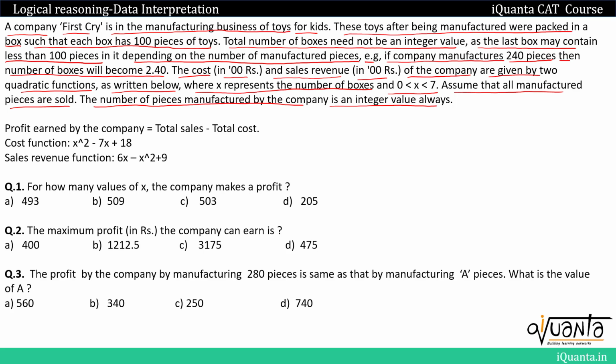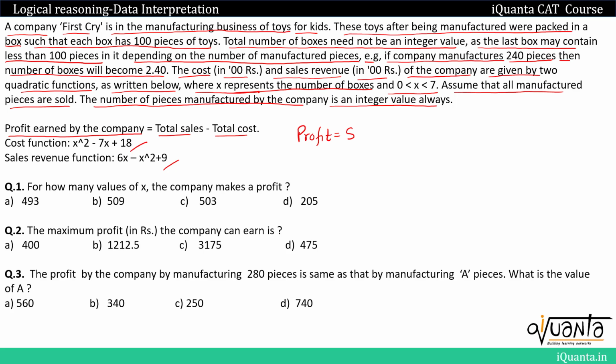So there's a company which is manufacturing toys. It manufactures some number of toys, puts 100 toys in each box. X is the number of boxes here. It has also provided us two functions, the cost function and the sales function. And profit earned by the company is equal to total sales minus total cost. So let us find out the profit function here.